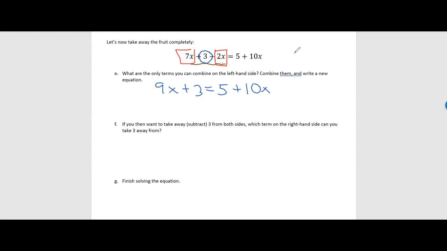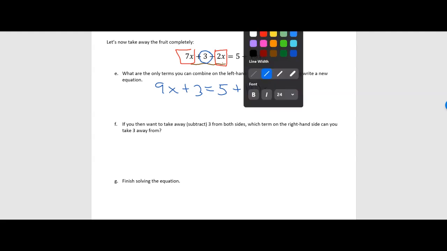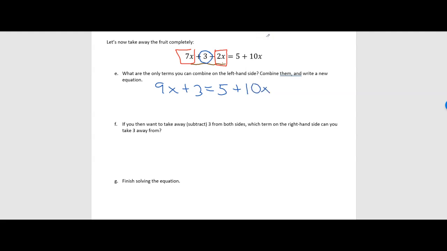Okay, part F, it says if you want to then take away 3 from both sides, which term on the right-hand side can you take 3 away from? So we've already combined our like terms. Now we need to start using some inverse operations. So they're saying, okay, let's subtract 3 from both sides. Well, I need to subtract 3 from the 3 to get rid of it, to simplify it. But should I subtract it from the 5? Or should I subtract it from the 10x, or maybe both, right? Think about how you would explain to someone which term on the right-hand side you would subtract your 3 from.